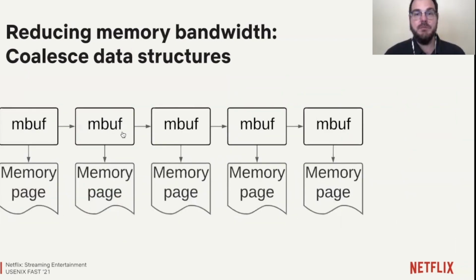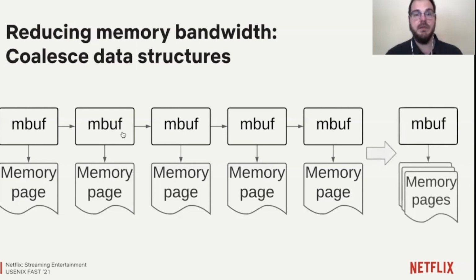Another optimization he implemented was to coalesce data structures. In particular, he added an optimization to FreeBSD's network buffers, which are called MBuffs. Prior to his change, when you used sendfile to send data on a network connection, you would end up with a chain of MBuffs, which each pointed to a single memory page. He implemented an optimization which allowed the MBuffs to store a collection of pages in an array in a single MBuff.